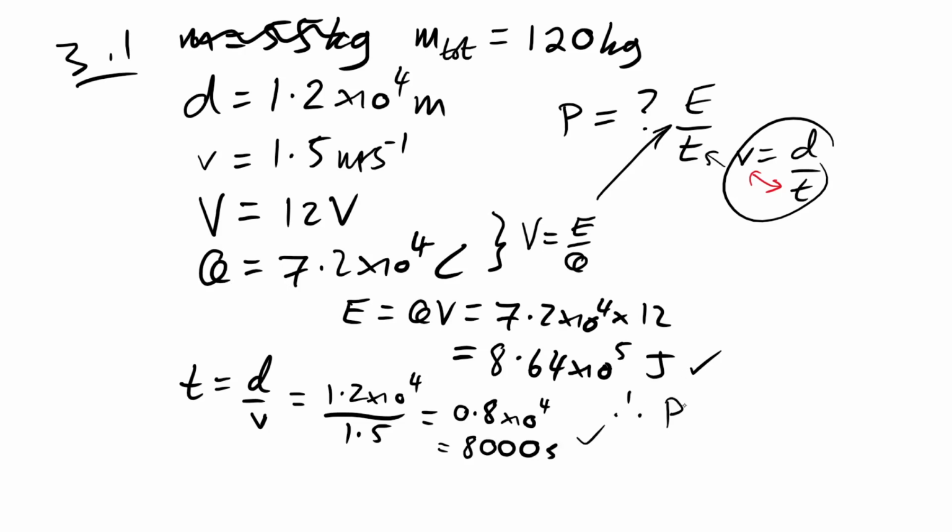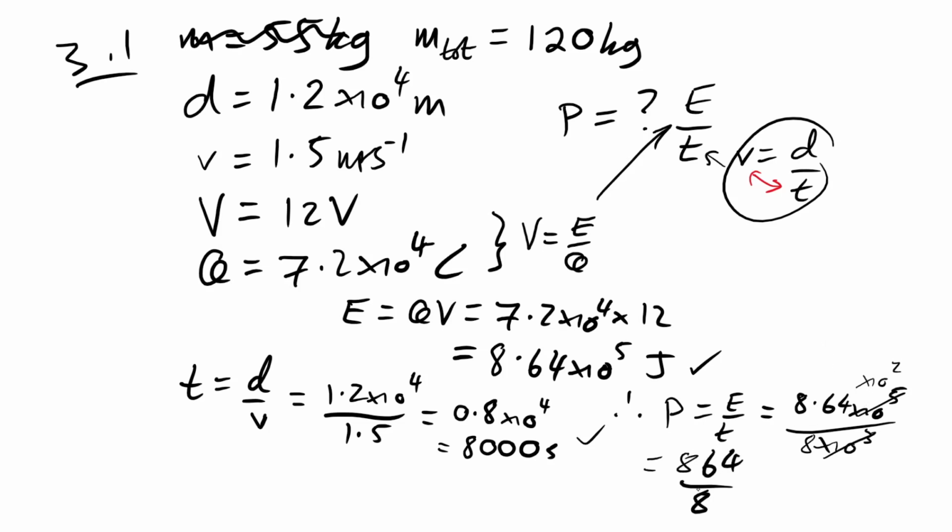Therefore, finally, power is energy divided by time. So it's going to be 8.64 times 10 to the 5 divided by 8 times 10 to the 3. Tell you what, let's get rid of some powers of 10. Why not? So 5 on top, 3 on the bottom, so that's just times 10 to the 2 on top. So in other words, 864 divided by 8. And I think I can do that in my head. I think that's going to be 108 watts.